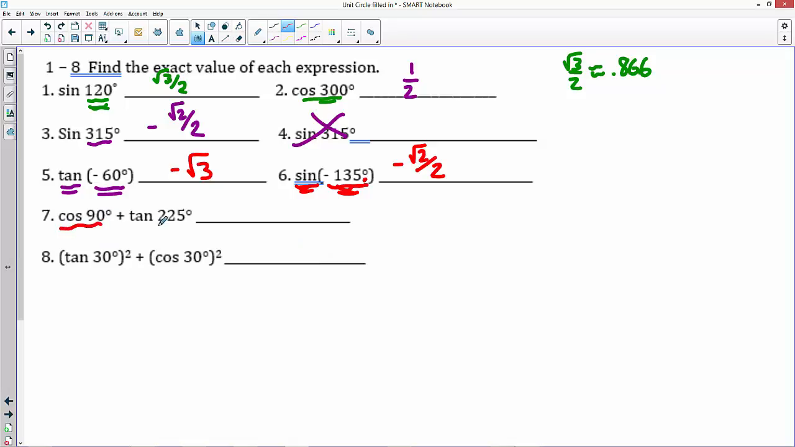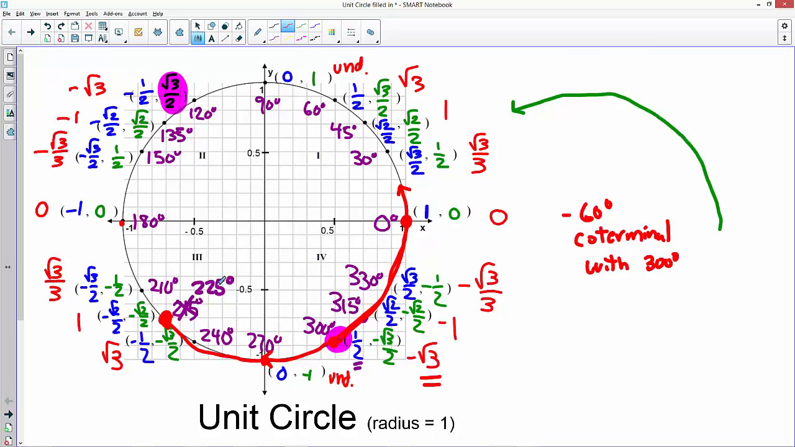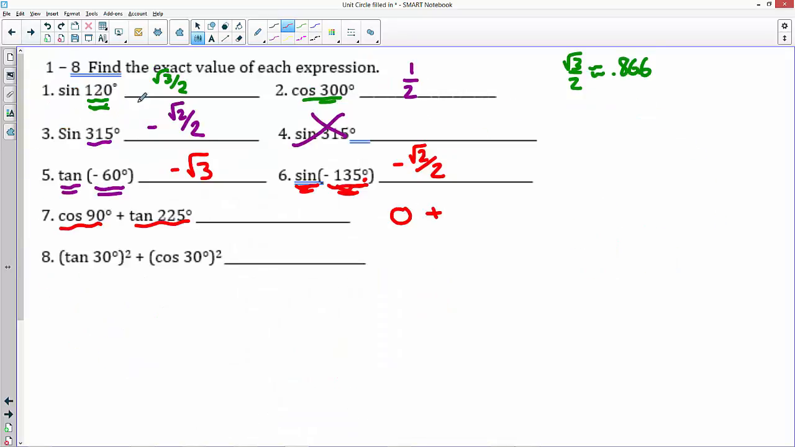Okay, these problems here, we're just going to add. All we're going to do is just add two numbers, right? So we're going to go look up the cosine of 90. By now you know how to do these, so I'm just going to write the answers. Cosine of 90, of course, is 0. And the tangent of 225, just go back to our unit circle, 225, that's this point here. The tangent is the slope of 1. So it's 0 plus 1 equals 1. Pretty easy, okay?